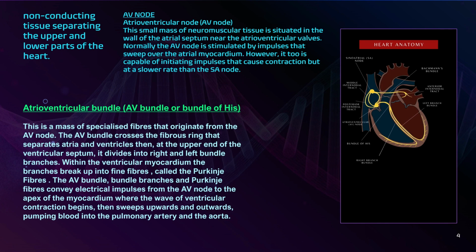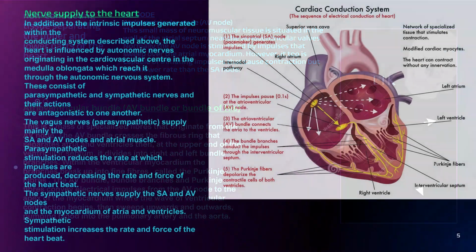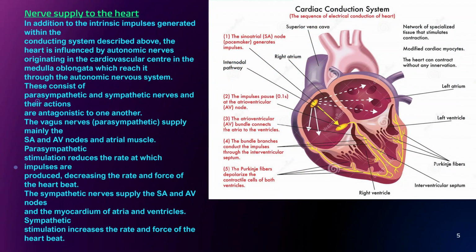And the Purkinje fibers, which are dispersed at the base of the heart throughout the ventricular myocardium. Nerve supply to the heart. In addition to the intrinsic impulses generated within the conducting system described above, the heart is influenced by autonomic nerves originating in the cardiovascular center in the medulla oblongata, which reach it through the autonomic nervous system. These consist of parasympathetic and sympathetic nerves, and their actions are antagonistic to one another.